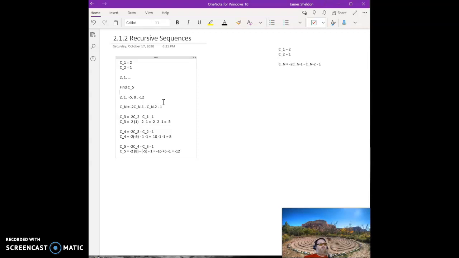And so since we were looking to find C sub 5, then we know C sub 5 equals -12, and here's our entire sequence of 5 terms, with this being C sub 1, C sub 2, C sub 3, C sub 4, and C sub 5. Great. There we go.